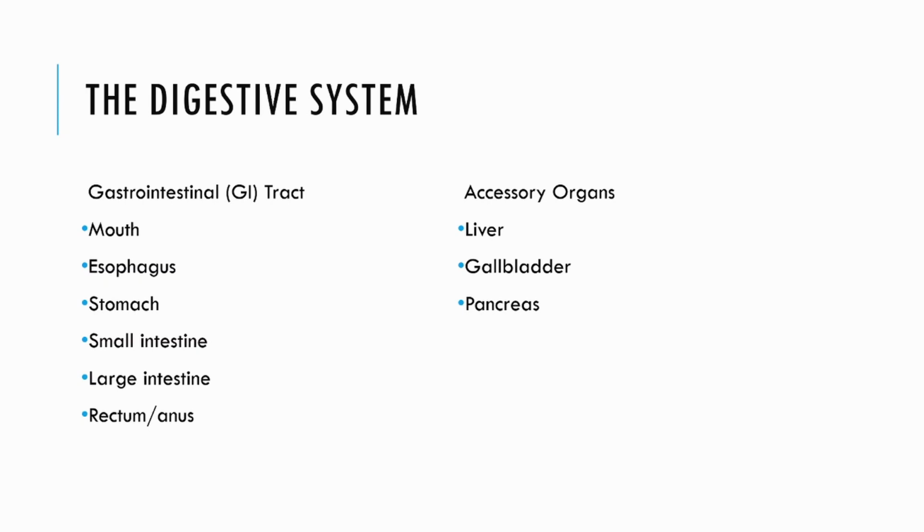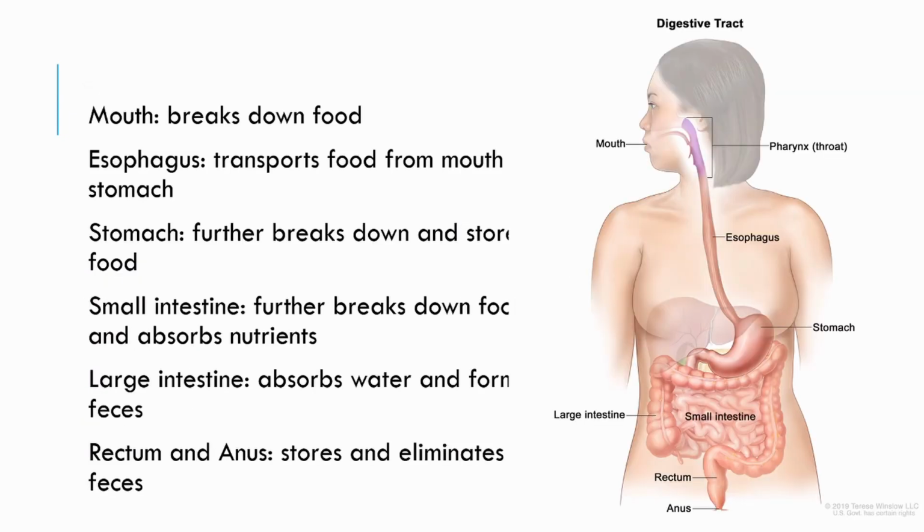Overall, our goal as the digestive system is to bring in food, break it down to its small components, absorb those components, and eliminate anything left over. So let's get into the GI tract first.